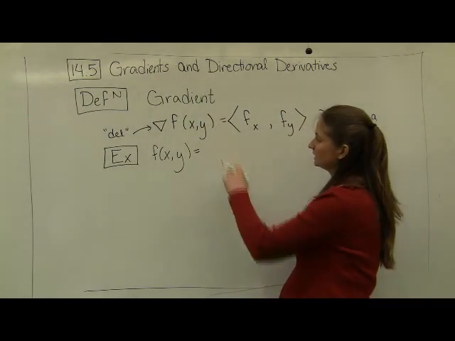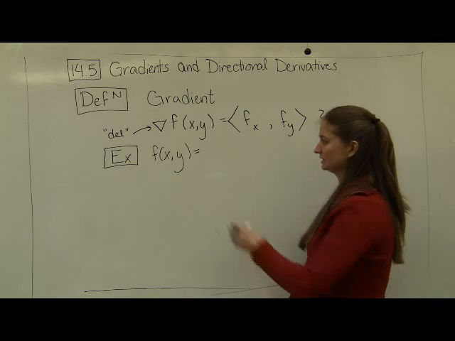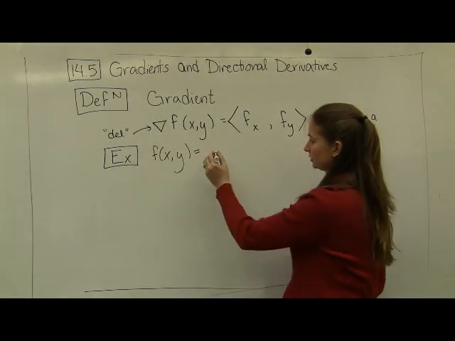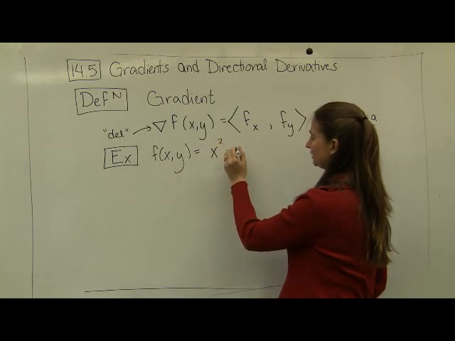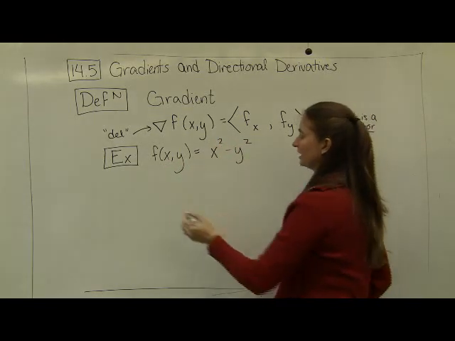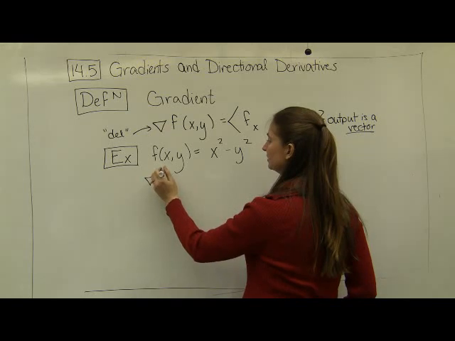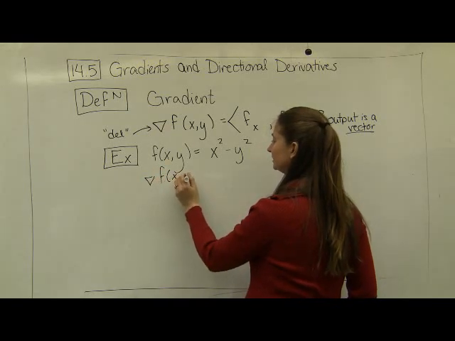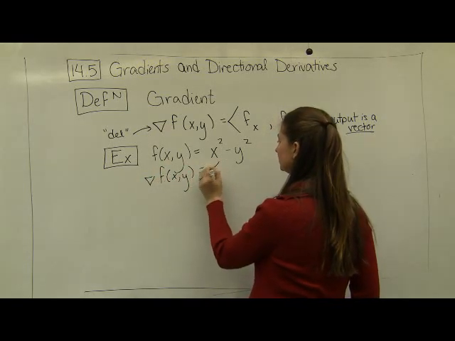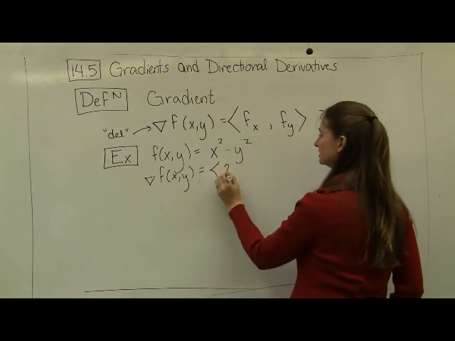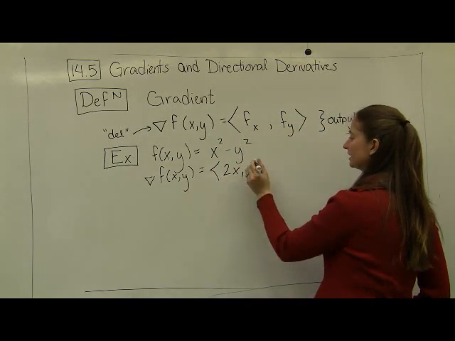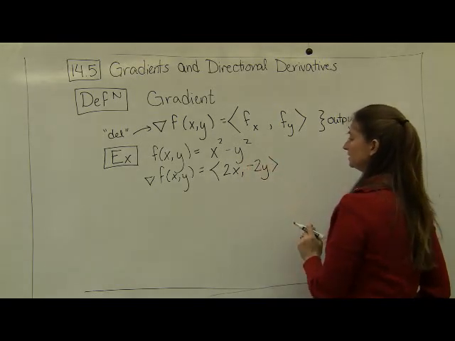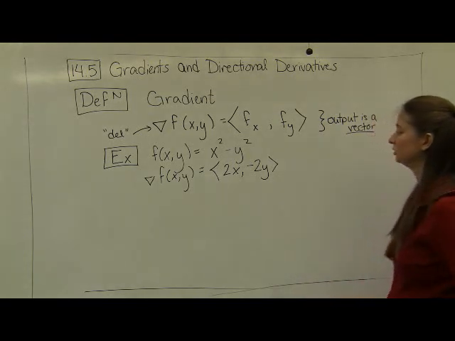So let's look at an example of calculating a gradient. If I have a two-variable function given by f of x, y equal to x squared minus y squared, then I can compute the gradient. My gradient of f of x, y is just going to be the partial derivative with respect to x, which in this case is really easy, 2x in the x component of the vector, and then the partial derivative with respect to y in the y component of the vector, which in this case is negative 2y.